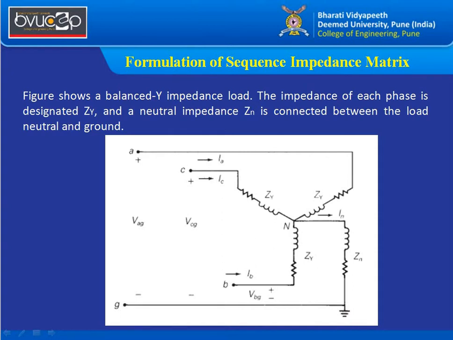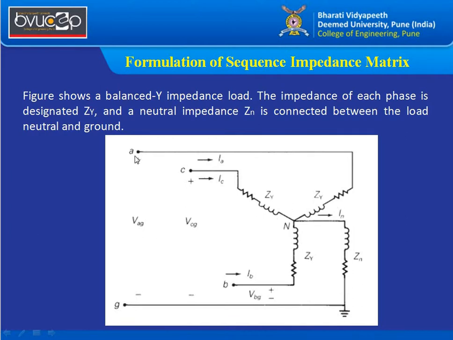Suppose we consider a balanced star impedance load. The phases I have considered here are A, B and C, just for notation. Each phase has the impedance ZY, ZY and ZY. This ZY consists of resistance and reactance for all three phases, and the neutral impedance is denoted by Zn, which also has a resistance and reactance. The current flowing through each phase is IA, IB and IC, and this is the neutral current.